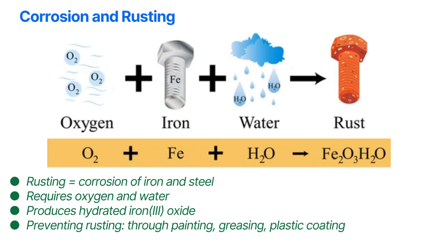Rusting can be prevented using barrier methods such as painting, greasing, or coating with plastic. Note: do not write that rust is iron oxide. The correct name is hydrated iron 3 oxide. Many students lose marks here.